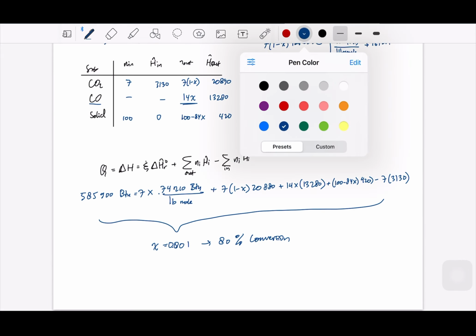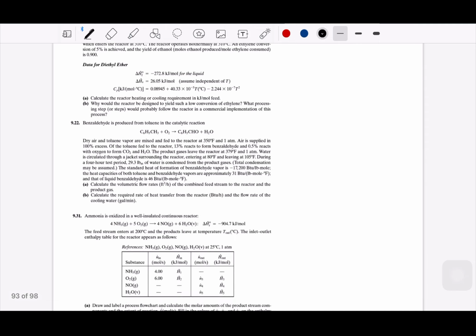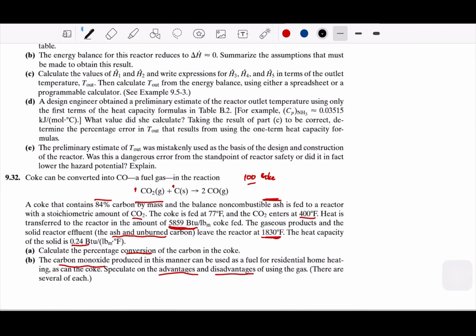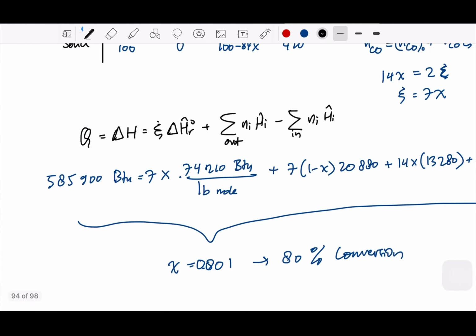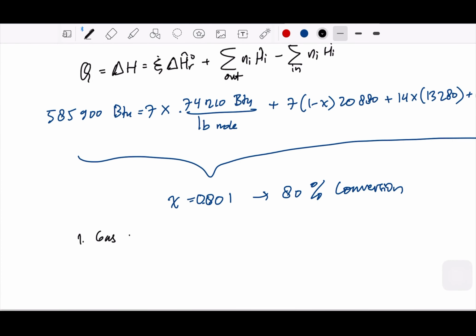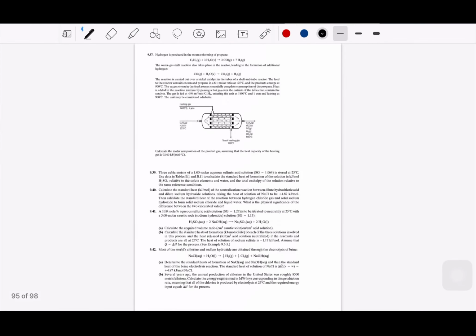So the second question is actually some logical question. Speculate on the advantage and disadvantage of using the gas. Gas is easier to transport if you compare with the solids. But the CO in our case here is toxic. That's the disadvantage. I think that's quite logical.